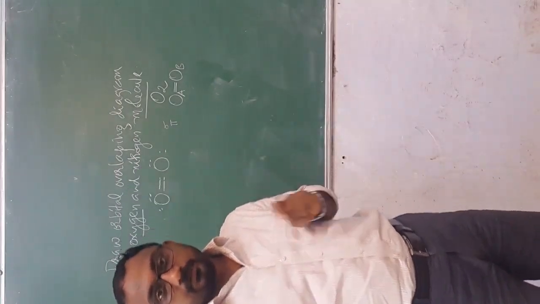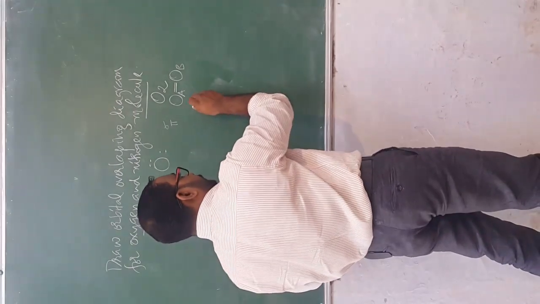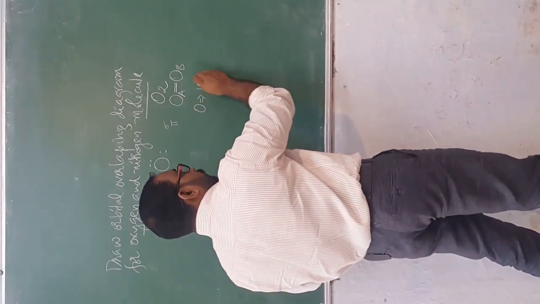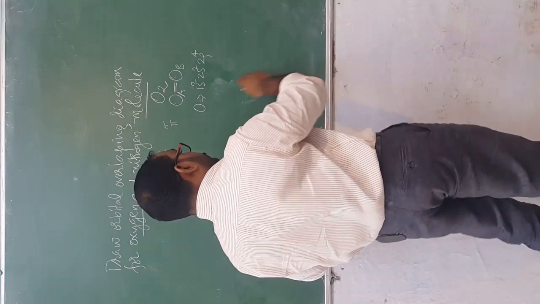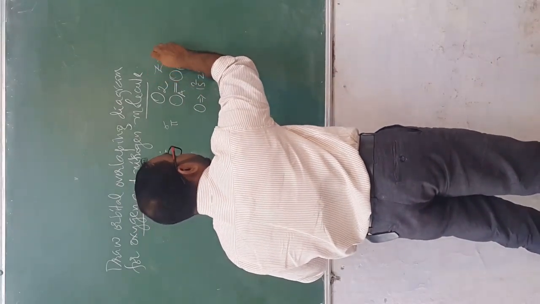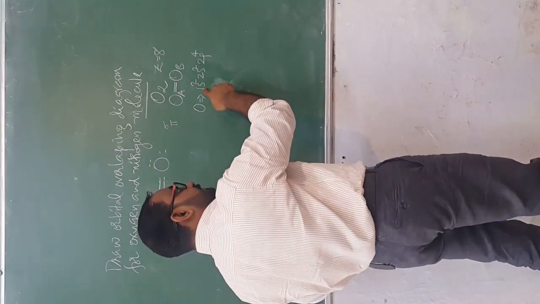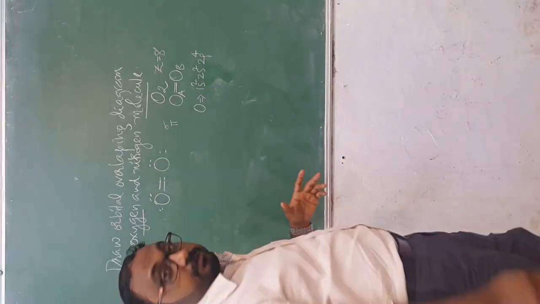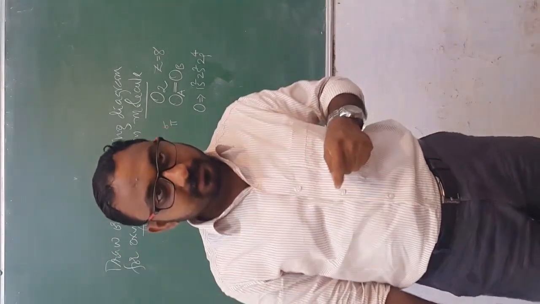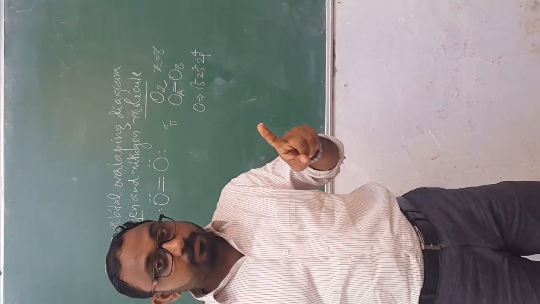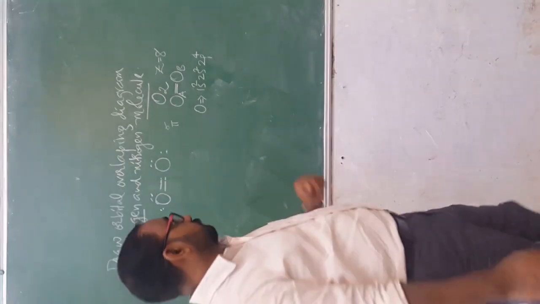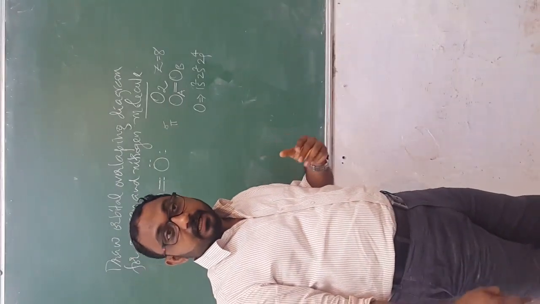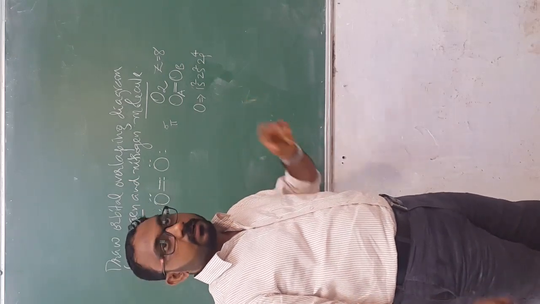The very initial step before drawing the orbital overlapping diagram of the oxygen molecule is to write down the electronic configuration. The atomic number of oxygen is 8, so the electronic configuration is 1s2, 2s2, 2p4. When we were discussing the postulates of valence bond theory, the valence orbitals having an unpaired electron with opposite spin will go for overlapping. So you have to take the outermost shell, outermost subshell, and draw the box diagram.